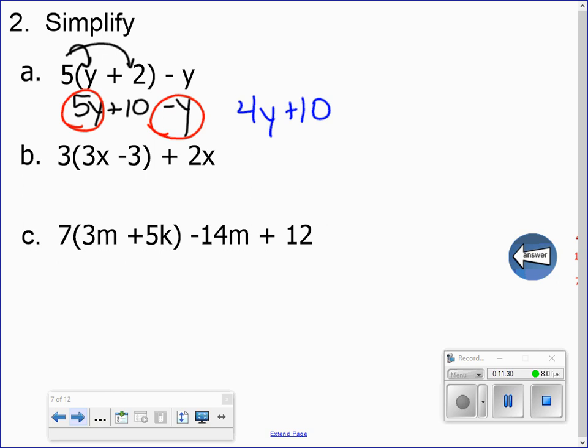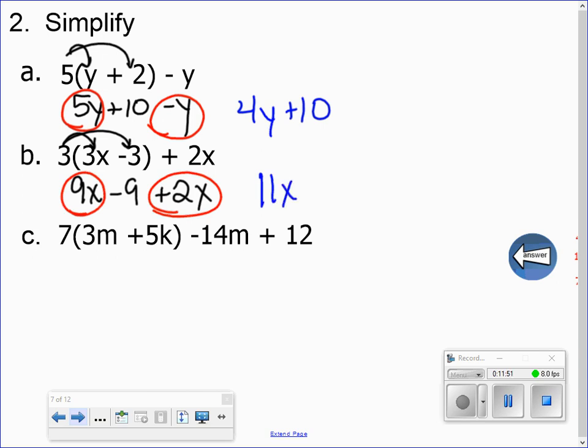Again, we're distributing, so we have the 3 times the 3x and the minus 3. So this is 9x minus 9. We have our 2x here. We're going to combine our like terms. So 9x plus 2x, that's 11x. And we have our minus 9 that's hanging out here by the end of it.